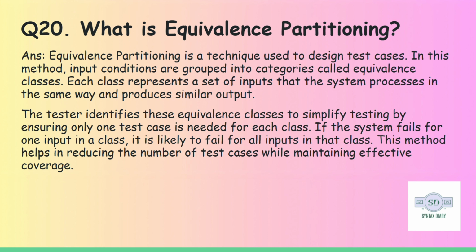What is equivalence partitioning? Equivalence partitioning is a technique used to design test cases. In this method, input conditions are grouped into categories called equivalence classes. Each class represents a set of inputs that the system processes in the same way and produces similar output. The tester identifies these equivalence classes to simplify testing by ensuring only one test case is needed for each class. If the system fails for one input in a class, it is likely to fail for all inputs in that class. This method helps in reducing the number of test cases while maintaining effective coverage.